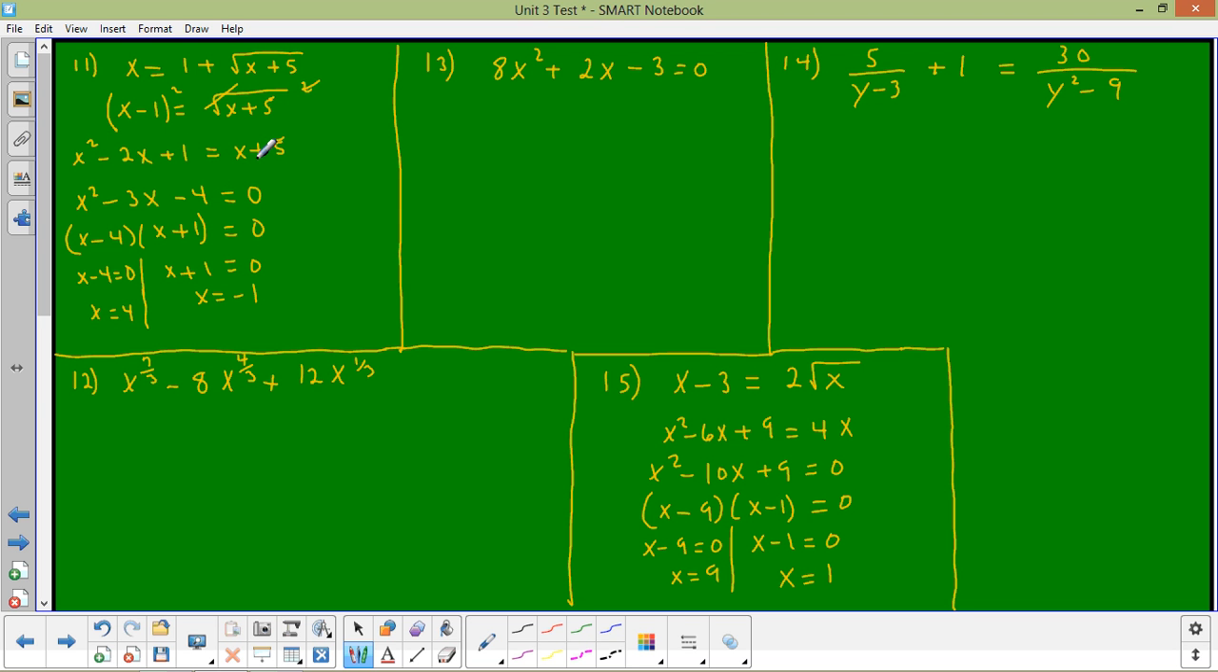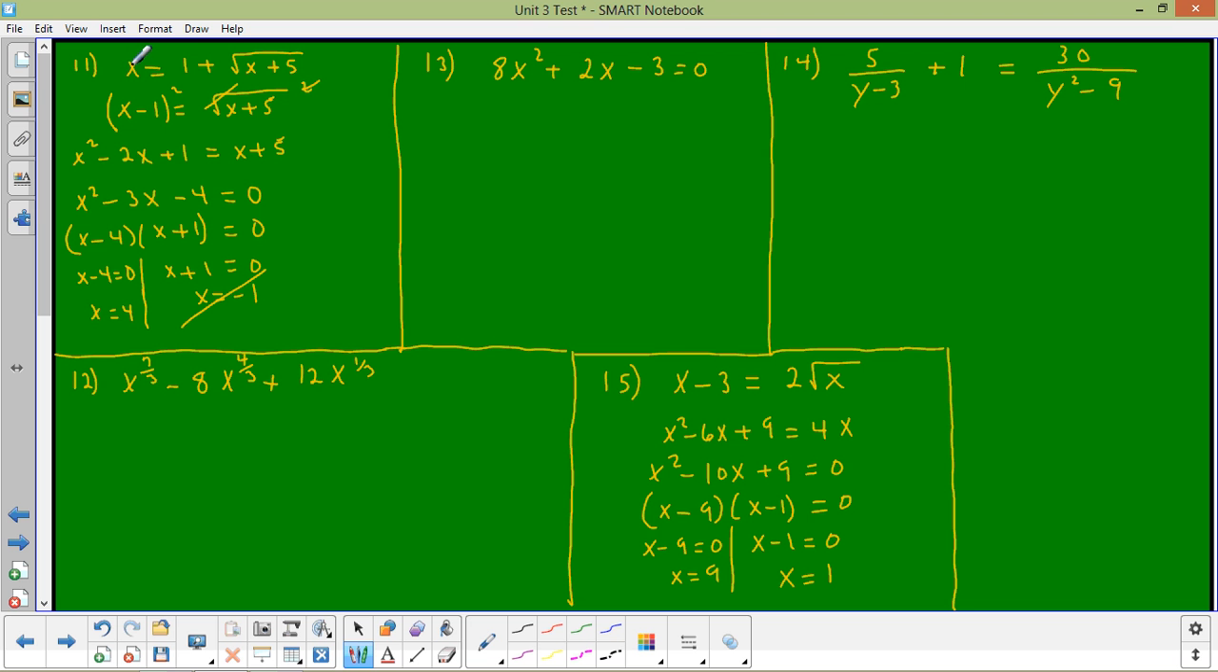So we move the x and we move the 5. And we get x squared minus 3x minus 4 equals 0. And then that is super easy to factor. That's elementary algebra. You get x minus 4, you get x plus 1. You set each one of those factors to 0, and you get x equals 4, and you get x equals minus 1. And then out of that, what you find is the x equals minus 1 does not work.